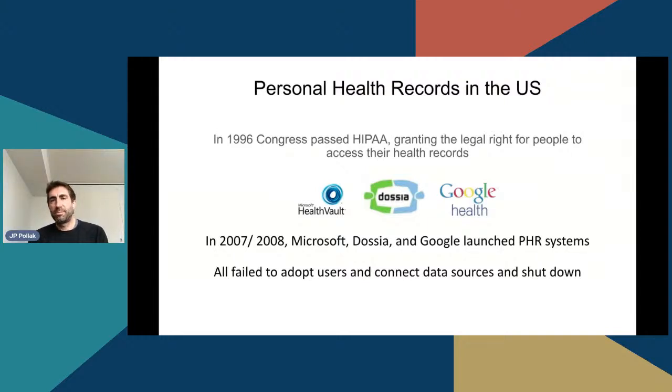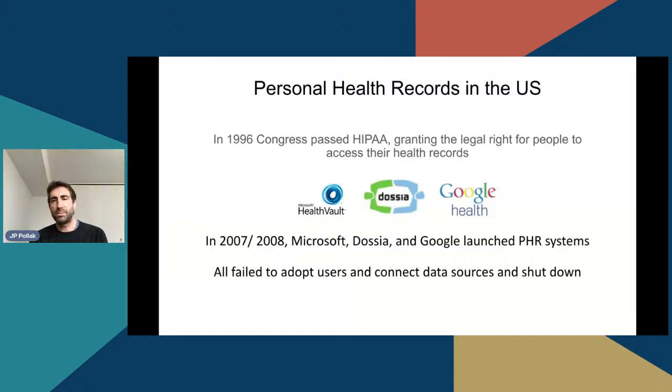So just back to the take on history here. Personal health records in the US: we started out in 1996 with the passage of HIPAA, which was the first time that people actually had a legal right to access their health records. And it took some number of years for digital access to these records to begin, and it's been a very slow process. In the mid-2000s, Microsoft, Dossia, and Google all launched personal health record systems.